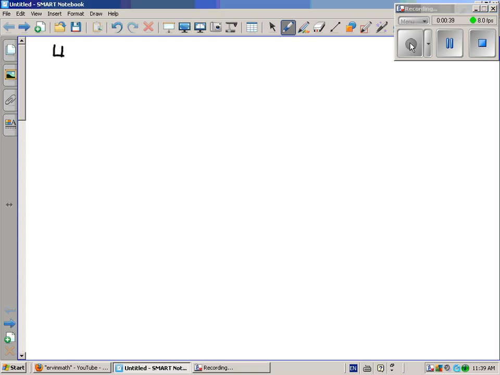So this is getting into section 4.4 of your book. And what we're getting into now is finding real zeros of a polynomial. Now, there's two new rules that we're going to get into.